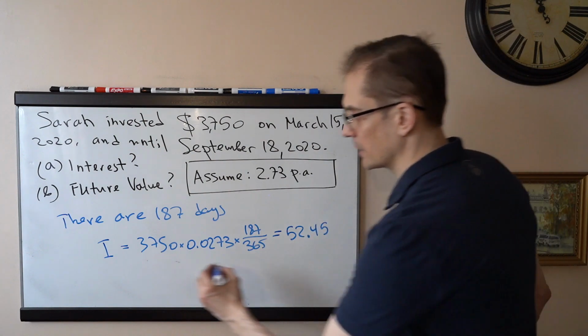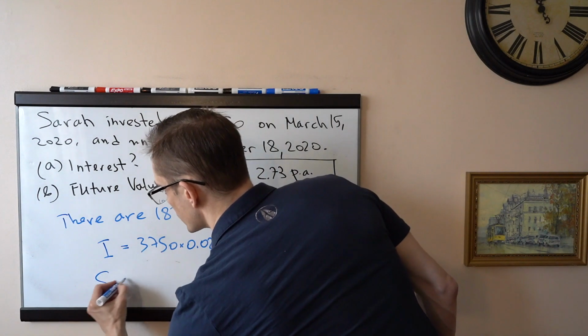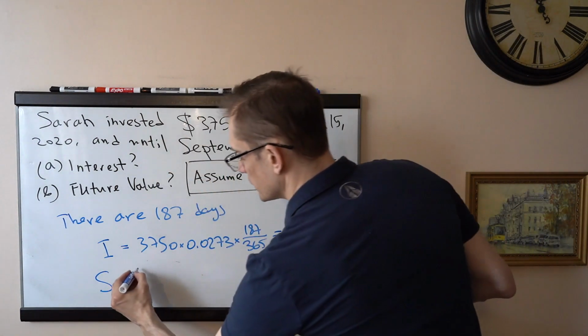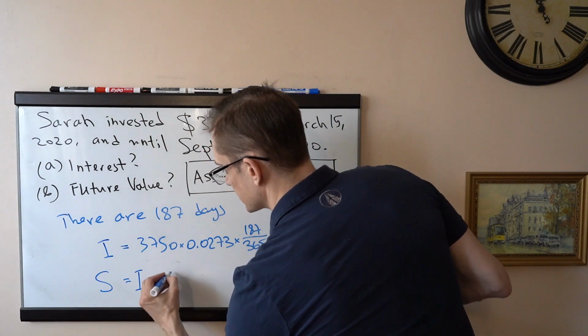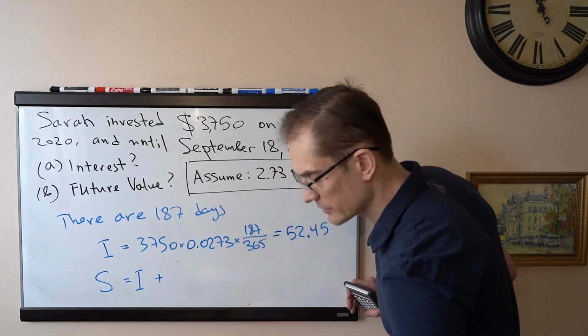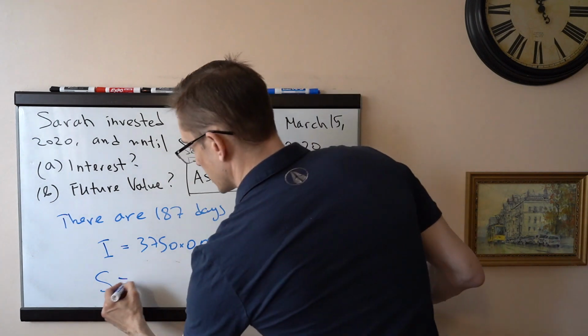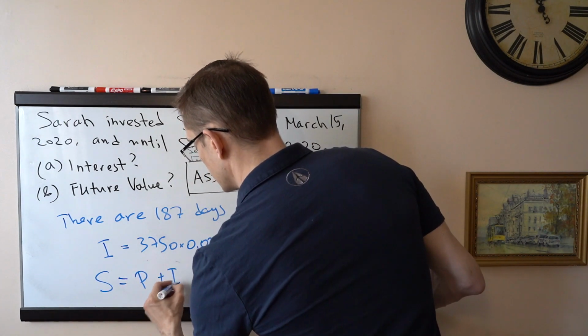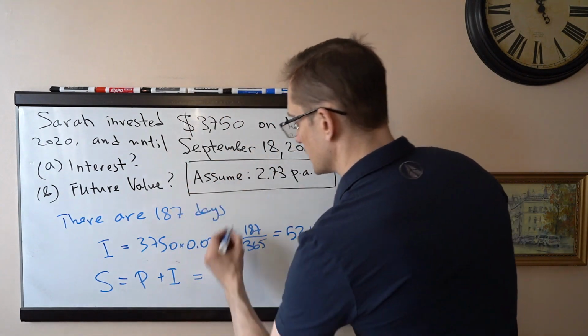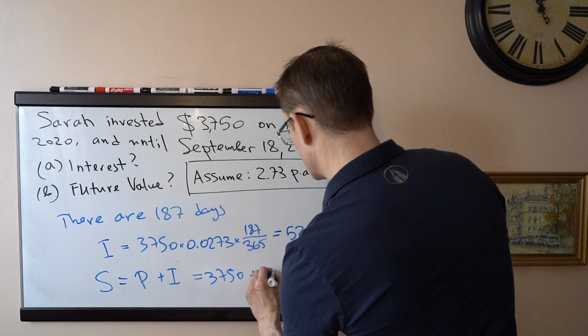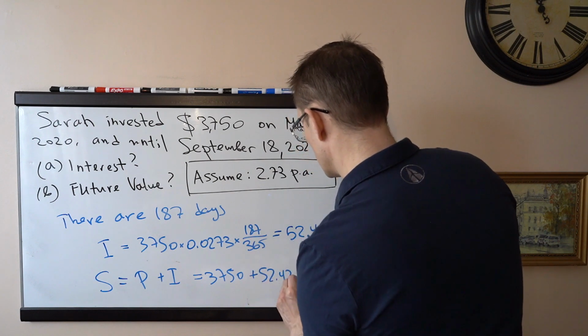And if I want to find simple future value, okay, just to present various ways to do it: it's interest plus principal, or it's more appropriate to write it like this: principal plus interest. So your principal is 3,750 plus 52.45.